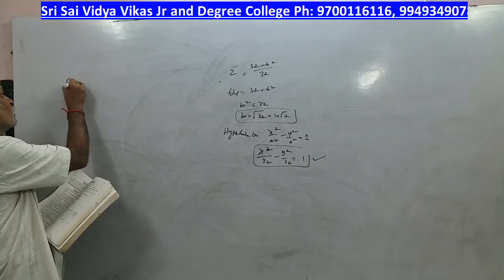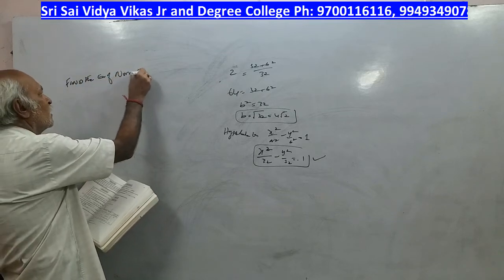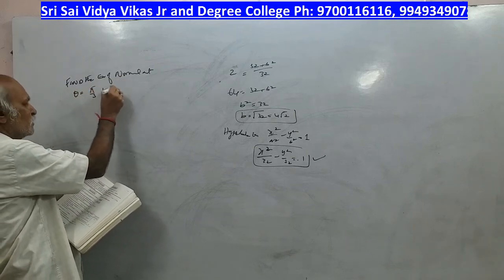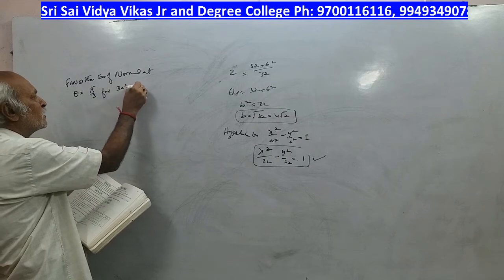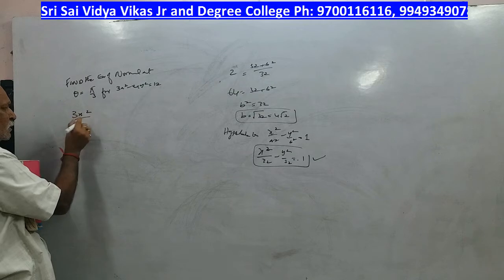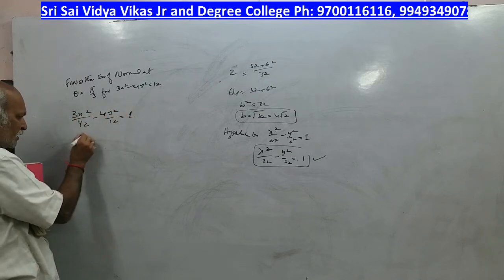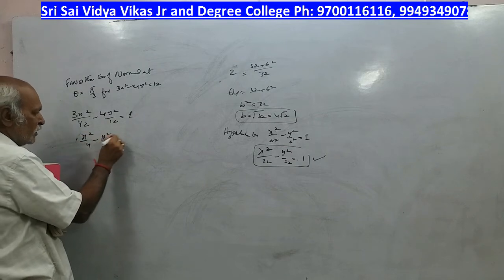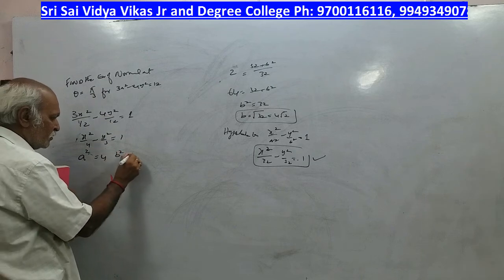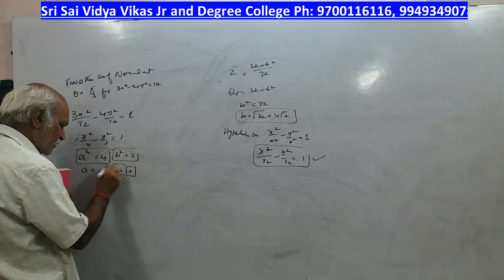Find the equation of normal at theta is equal to pi by 3 for 3x square minus 4y square is equal to 12. So 3x square by 12 minus 4y square by 12 is equal to 1. So what do we get? x square by 4 minus y square by 3 is equal to 1. What is a square value? 4. b square value 3. So a is equal to 2, b is equal to root 3.